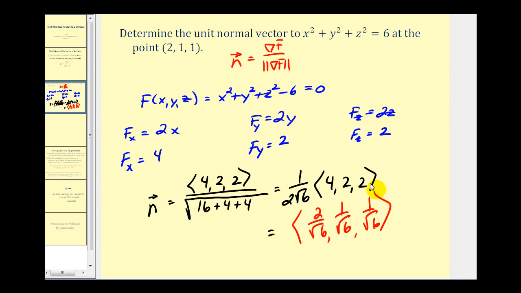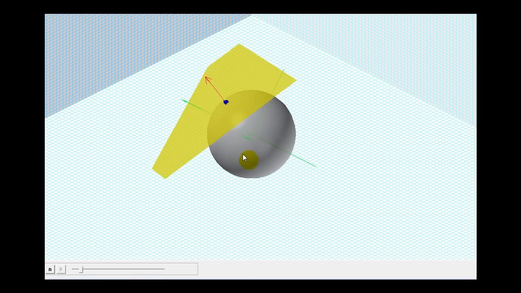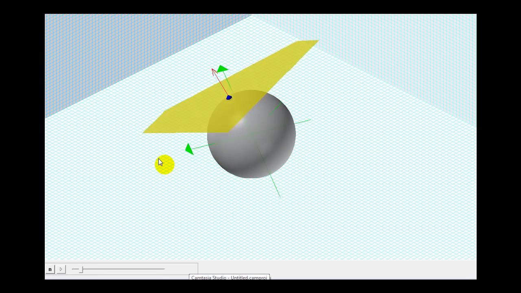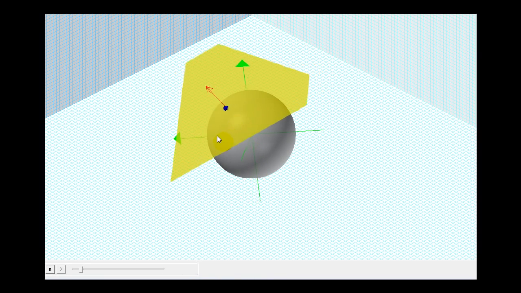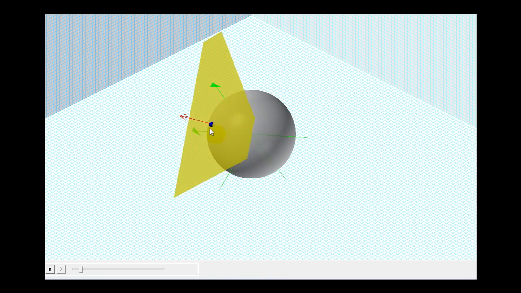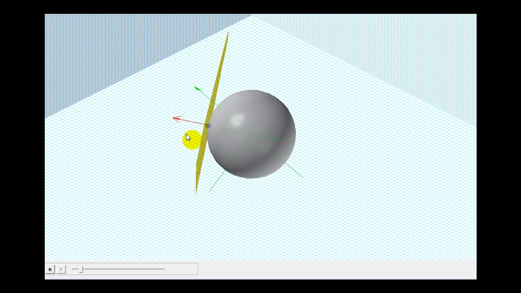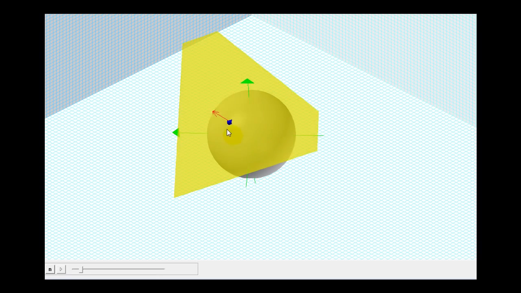Let's go and take a look at this unit normal vector in space. Here's our surface. The blue point is the point 2, 1, 1, and this red vector is our unit normal vector. Notice that it's also orthogonal to the tangent plane at that blue point.